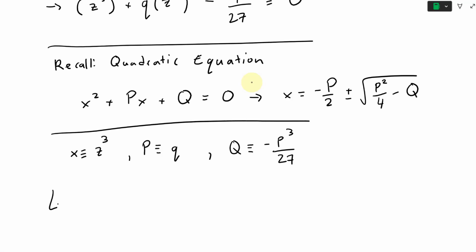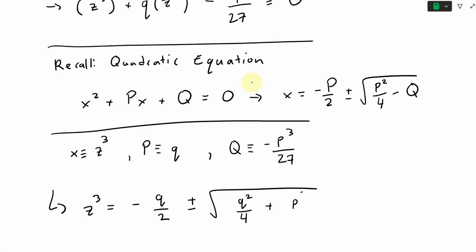So what this means is that x, which is z cubed, is equal to negative P divided by 2, so that's q divided by 2, plus or minus square root of, now P squared divided by 2, that's our q squared divided by 4, yeah, not 2. And this is going to be divided by 4. And then minus Q is going to be plus lowercase p cubed divided by 27.